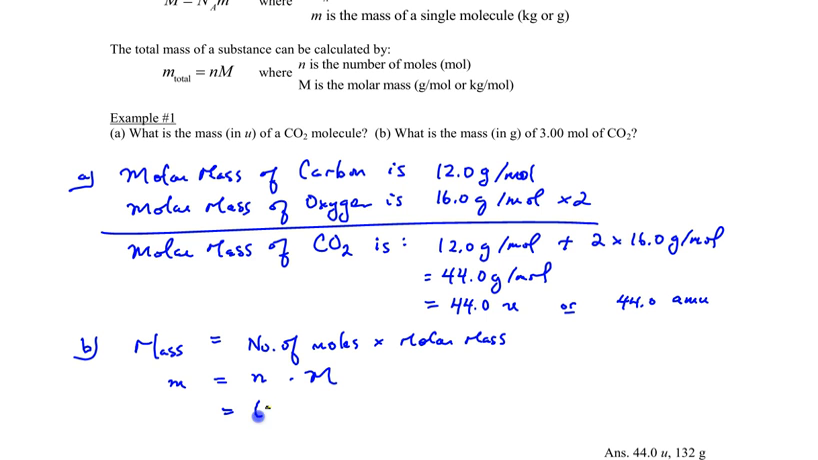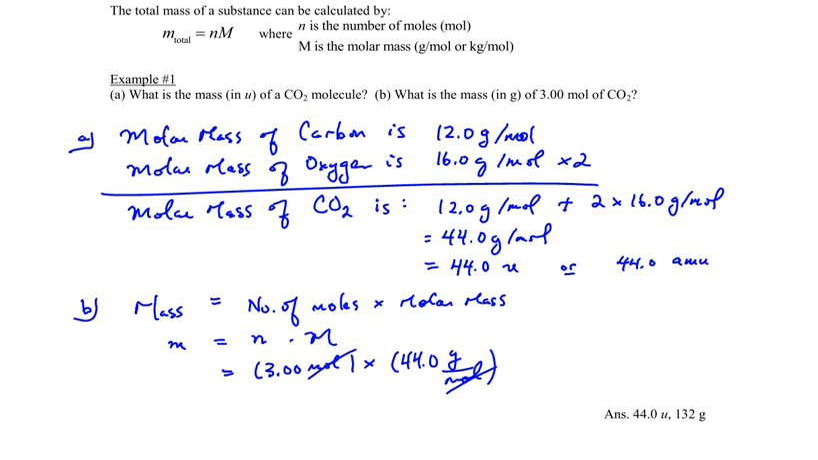So here we're given 3.0 moles, and we're going to be multiplying by the molar mass that we obtained earlier, which is 44.0 grams per mole. You can see the moles will cancel out, and we'll get an answer in grams. And so our final answer here is 132 grams. That's how many grams of carbon dioxide there are in 3 moles. And that's about it for this example.